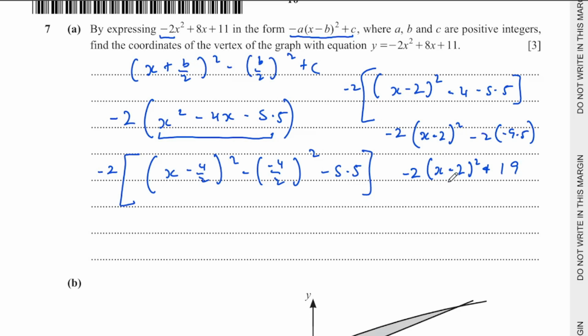And our vertex, remember, is the negative version of this, so the negative of negative 2, which is 2, is the x coordinate, and the y coordinate is just whatever's on the outside. So our vertex is going to be (2, 19). That's going to be our vertex.